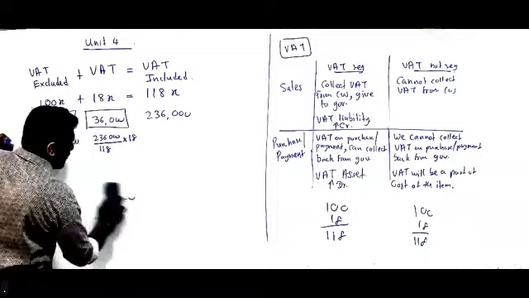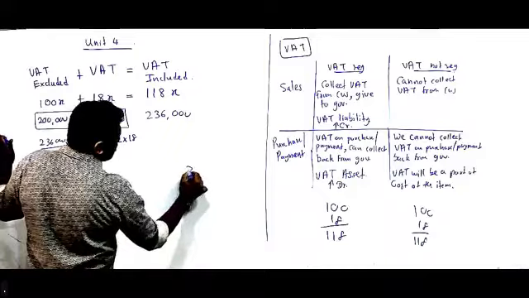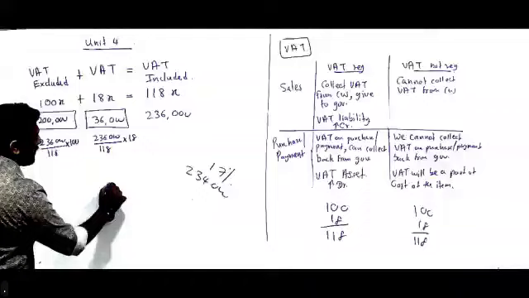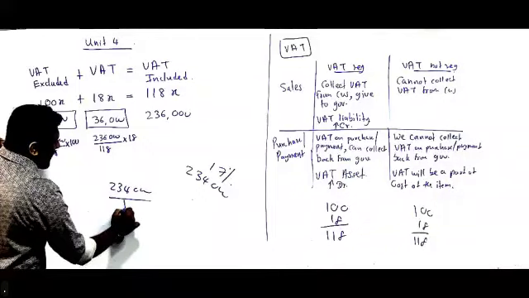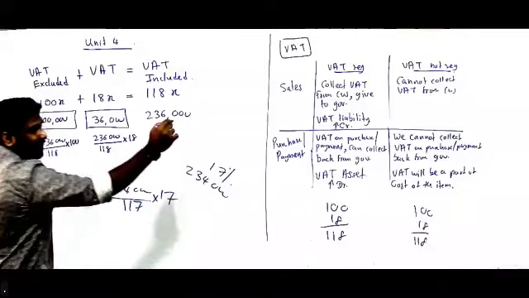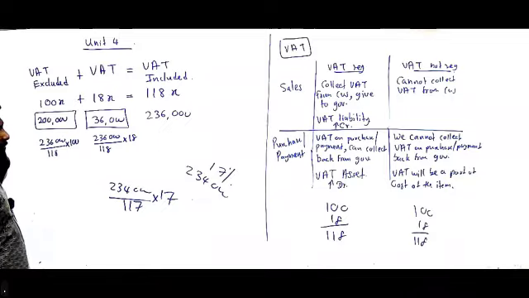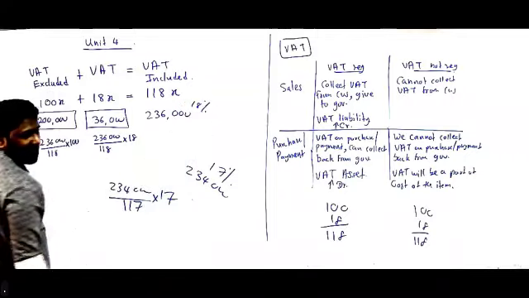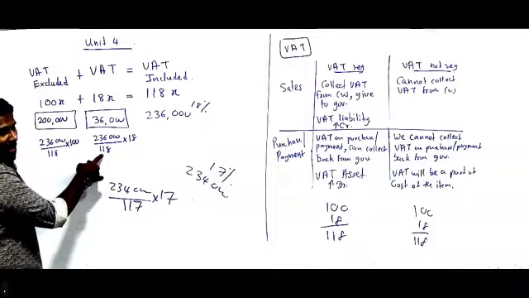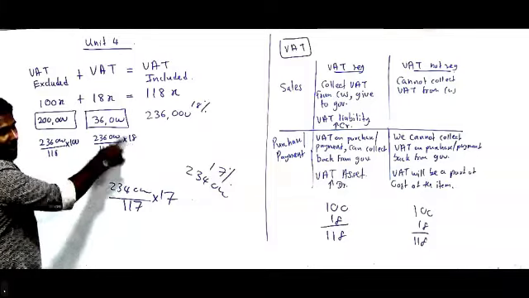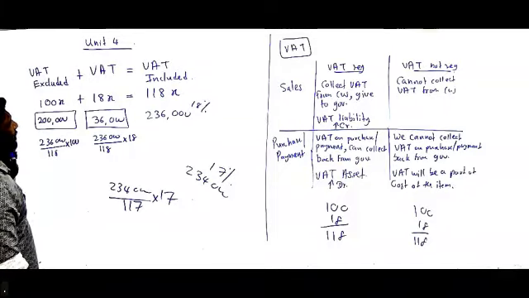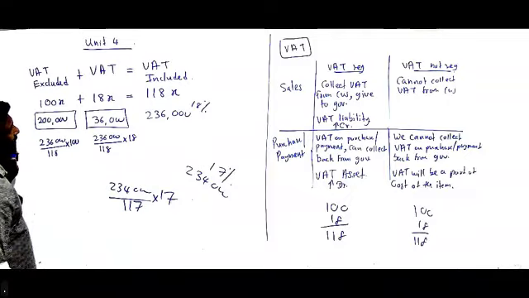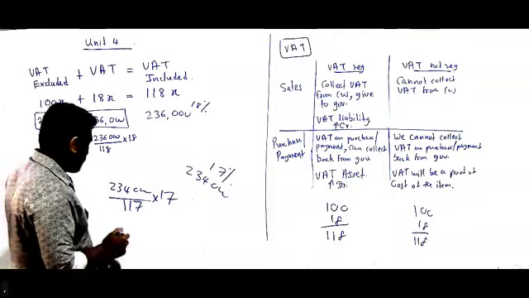Let's take another example. They are telling you 234,000 has 17% VAT inside. Then how to take the VAT amount? 234,000 divided by 117 into 17. This is how you should find the VAT amount. So in this question, how much VAT percentage is there? 18%, yes. Then what you should do is divide by 118 and multiply by 18. This is how you should find the VAT included amount and VAT excluded amount if they give them, and based on that, you can find the VAT amount. Write down this one also.